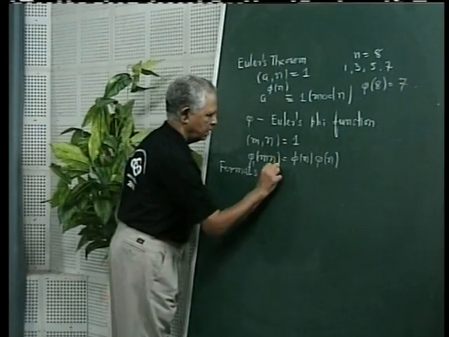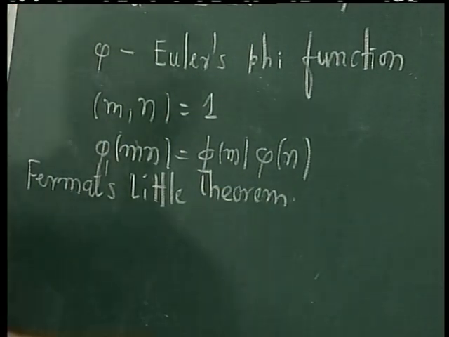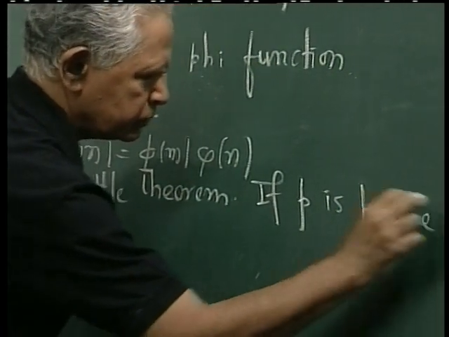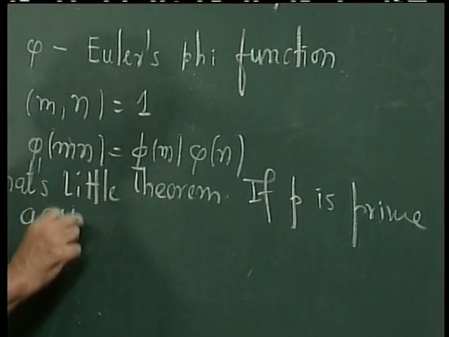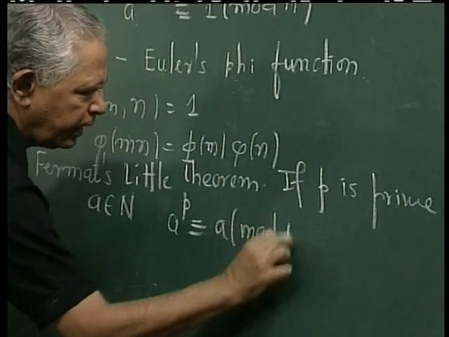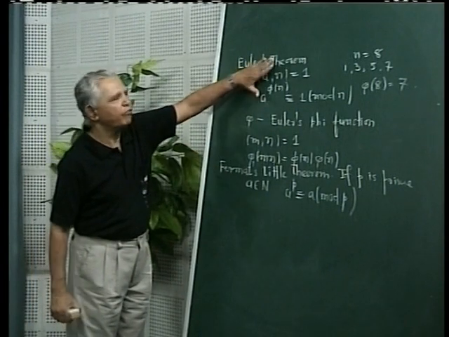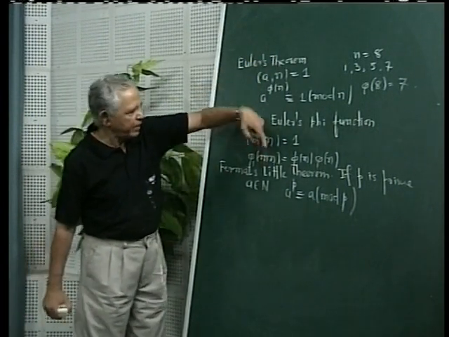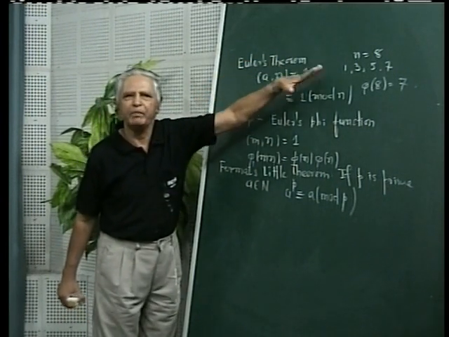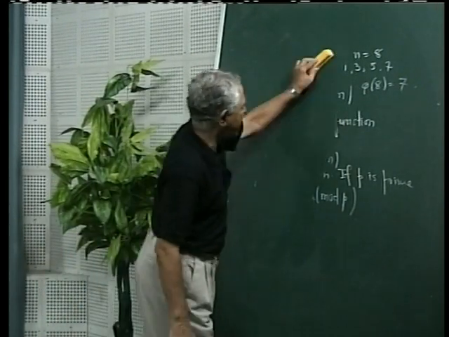From Euler's theorem, we can derive Fermat's little theorem. If P is prime, then for any integer a belonging to the integers, a raised to p is congruent to a mod p. This theorem we can derive immediately from Euler's theorem, because p being a prime, we take n equal to p, then phi p is equal to p minus 1, and we get the result immediately.